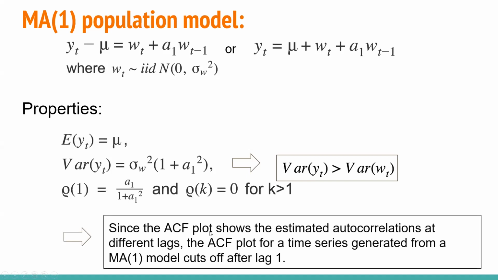Now this is what I just talked about. The ACF plot shows the estimated autocorrelation at different lags, so the ACF plot for a time series generated from an MA1 cuts off after lag 1. Now, let me first confirm that you are hearing me right now, because I want to say something that is very, very important. Are you guys hearing me? Yes.